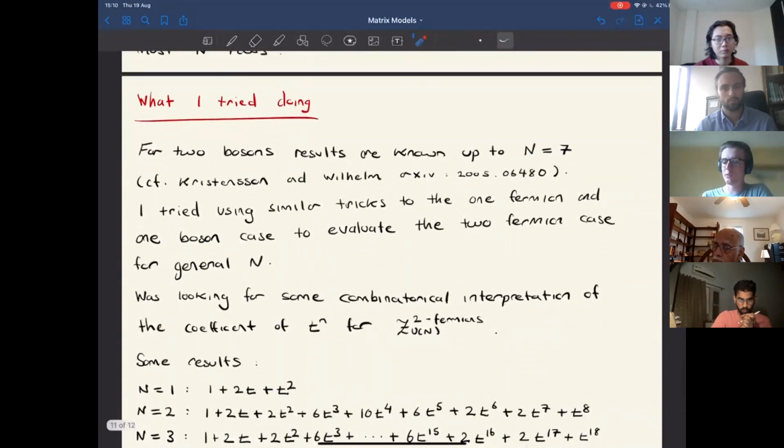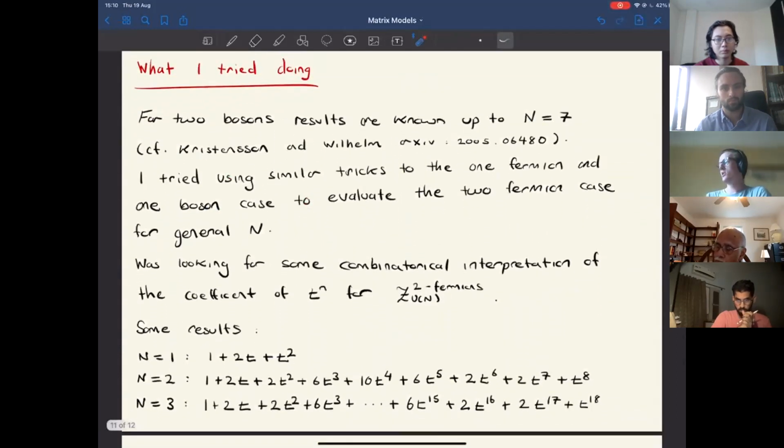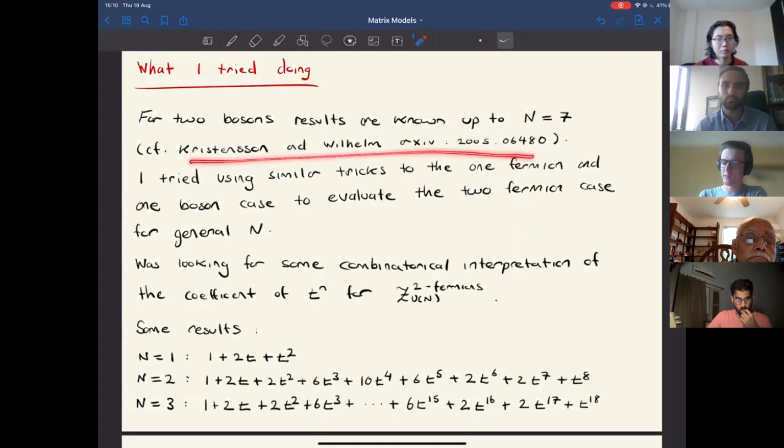So what I tried doing was finding an interpretation for, let's say, the two boson case or the two fermion case, where T10 would count the number of states at the 10th energy level, and somehow that would correspond to some subset of the tableau with 10 boxes. But that didn't turn out to be possible. So I'll just say what I was doing. So for two bosons, the results are known up to n equals 7, and this is in this paper here.